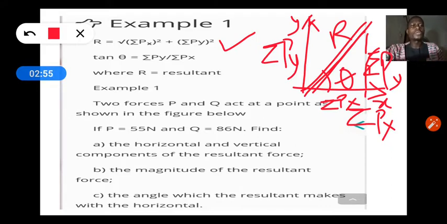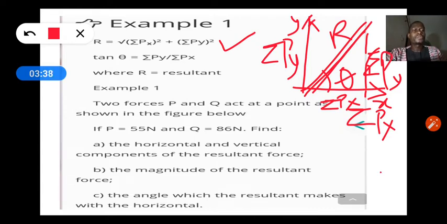So we're going to take two examples. Let's take the first example, example 1. Two forces P and Q act at a point as shown in the figure below. There's a figure we're going to be seeing in the next slide. P is 55 newtons and Q is 86 newtons. Find A, the horizontal and vertical components of the resultant force; B, the magnitude of the resultant force; and C, the angle which the resultant makes with the horizontal.